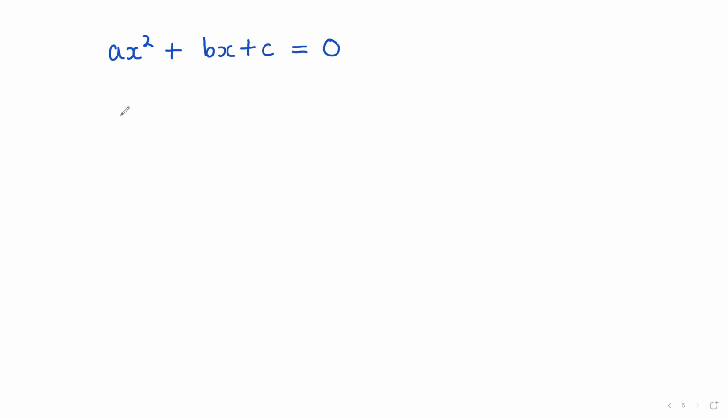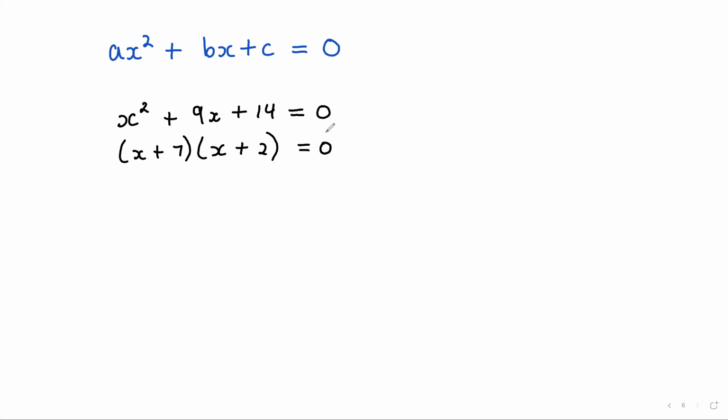Right. So let's say we had the quadratic x squared plus 9x plus 14, and this is equal to 0. To solve this quadratic, you'd factorize the left-hand side, which would be x plus 7 by x plus 2, and all of that is equal to 0. Now, remember, this means multiplication. When you write the quadratic as a product of its factors, it's literally a product, which means multiply. So really and truly, x plus 7 is being multiplied by x plus 2.